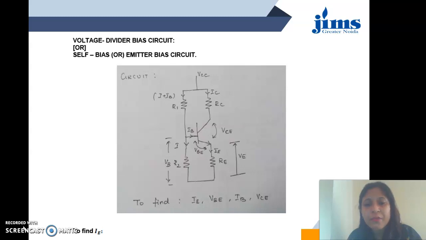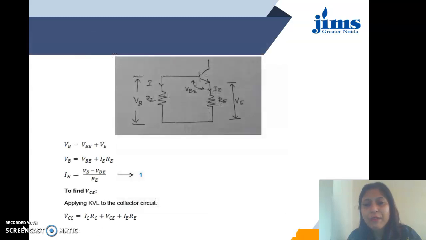Now we have to determine the values of IE, VBE, IB and VCE. Most of the time VBE is considered as 0.7 volt for a silicon diode. So we have to mainly focus on IB, IE, IC and VCE. And with the help of these values we will be deriving the S factor, the stability factor.